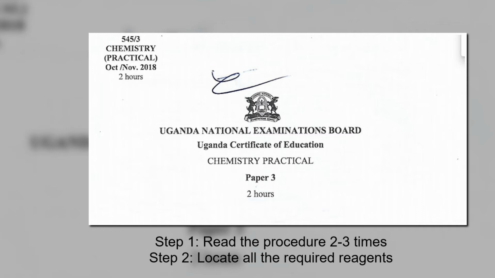In this video, you will learn how to predict the most likely ions present by just reading the procedure. We will use a UCE examination paper in this demonstration. Before you start the experiment, read the procedure 2 to 3 times, and also scan the laboratory to locate all the required reagents. You will be provided with an unknown salt or mixture of salts, and required to determine the cations and anions present.